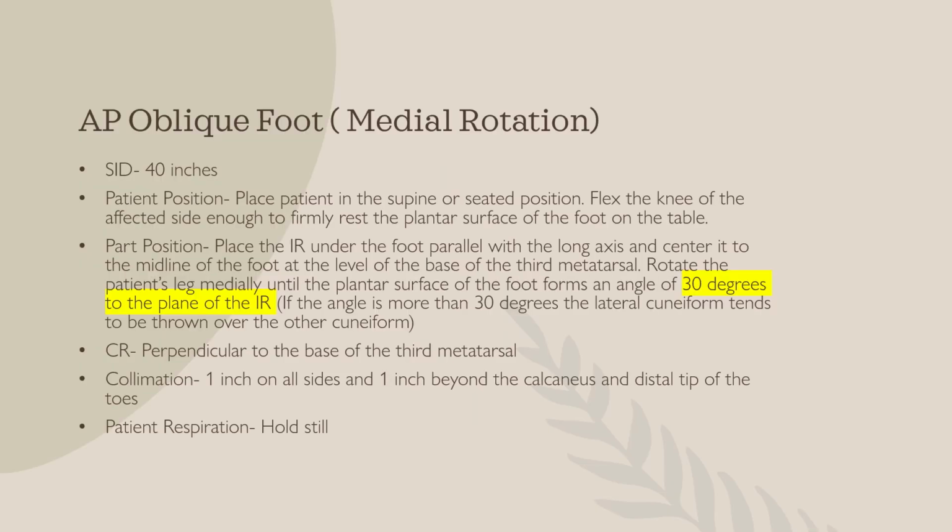Next section is the AP oblique foot, medial rotation. So again, the SID, 40 inches. Patient position: place the patient in the supine or seated position, flex the knee of the affected side enough to firmly rest the plantar surface of the foot on the table. Part position: place the IR under the foot parallel with the long axis and center it to the midline of the foot at the level of the base of the third metatarsal.